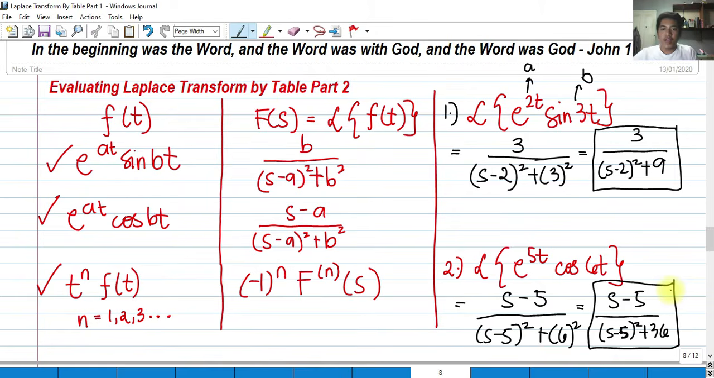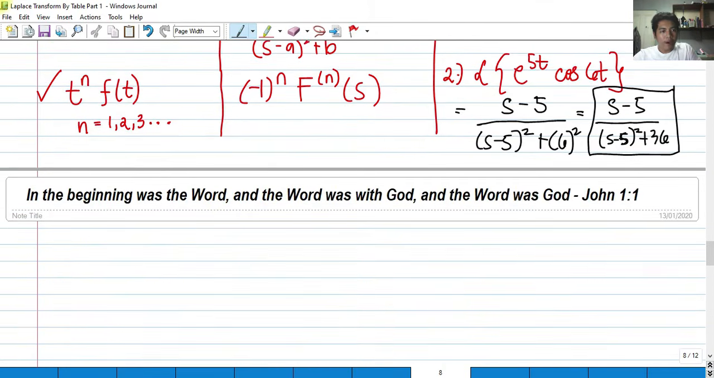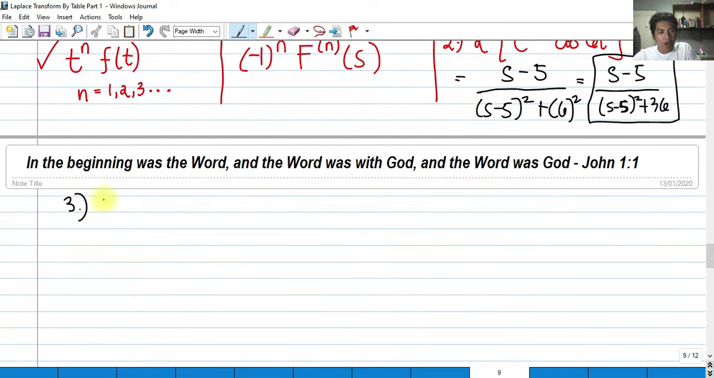Okay? So, let's try again to solve some problems. Let's recall our discussion on the first part of our video wherein we find the Laplace transform of the following.